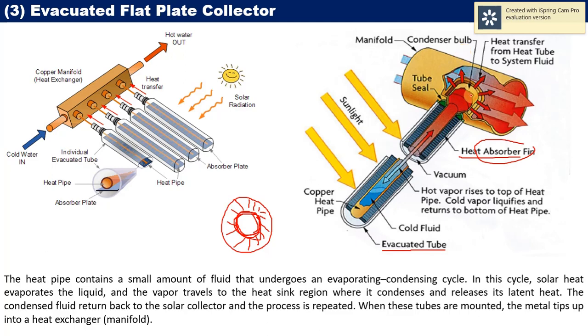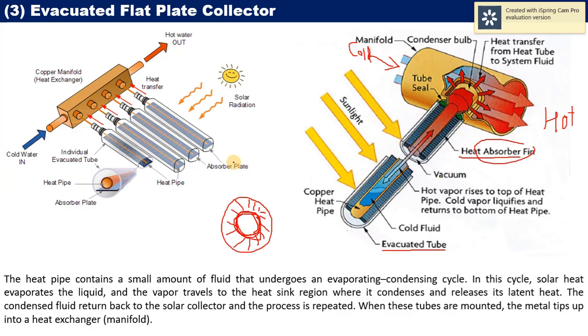Now when it comes into the condenser bulb, there is the cold fluid which is flowing through this manifold. When this cold fluid comes in contact with the condenser tube, the latent heat from the steam is transferred to the cold fluid, and the cold fluid is converted into hot fluid. Because of the release of heat, the steam condenses, and then it returns back to the bottom side of the tube. Likewise, the evacuated flat plate tube collector consists of these evacuated tubes, and this is the working principle.